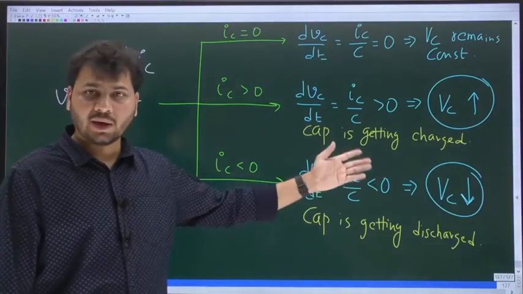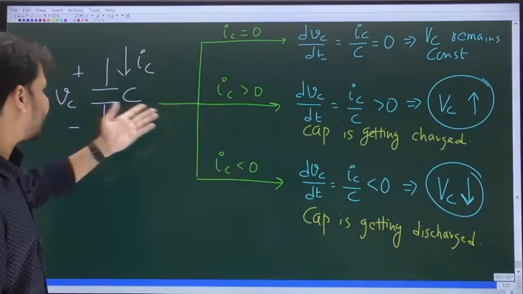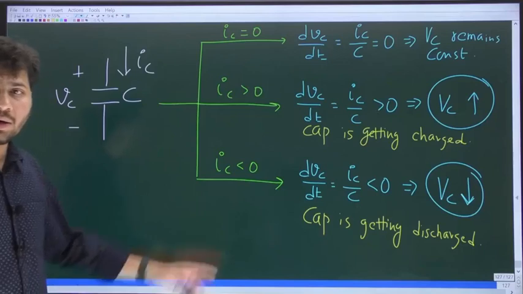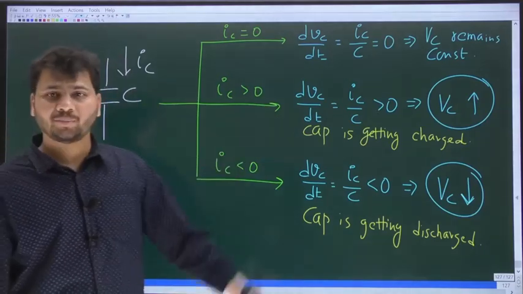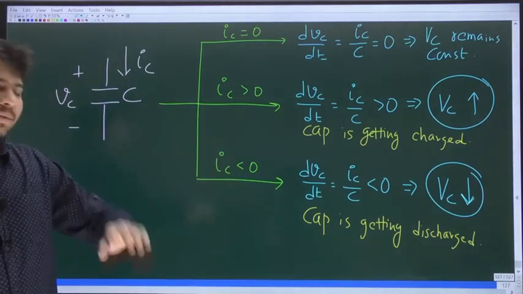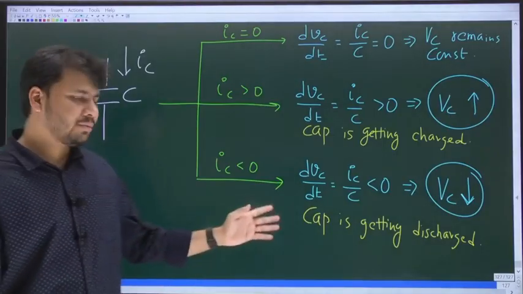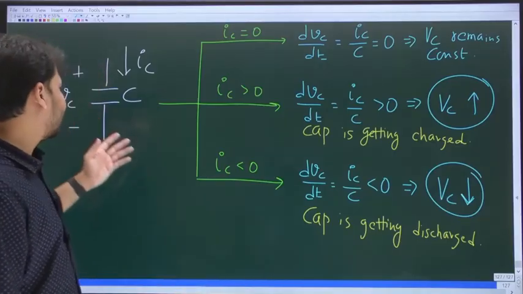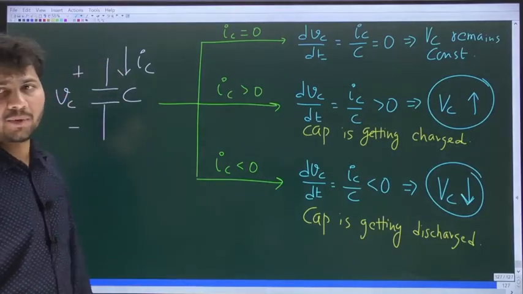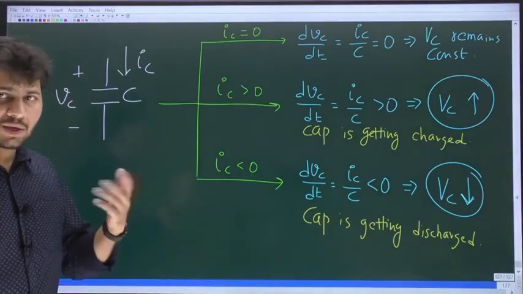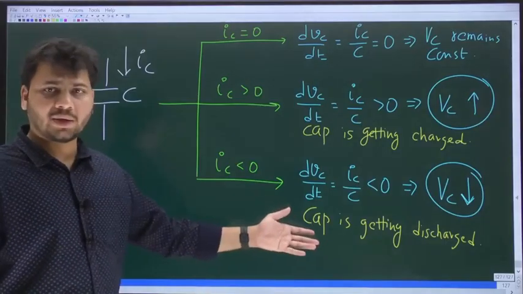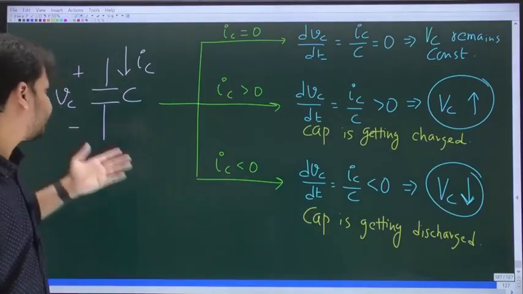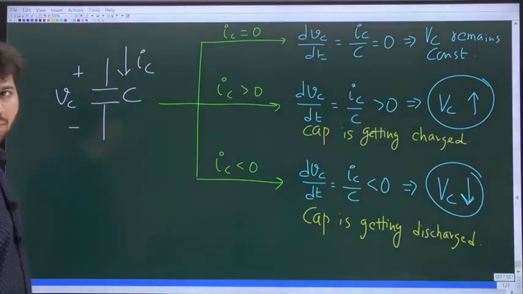When will it get charged? When you have a positive current flowing from plus to minus, the cap will get charged, meaning the value of VC will increase with time. When will the cap get discharged? When you have a negative current flowing from plus to minus. Please keep this in mind. The cap will get discharged when IC is less than 0, that is, IC is negative.